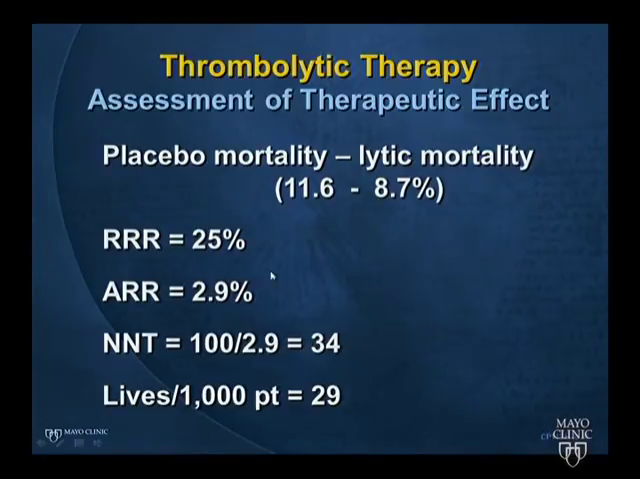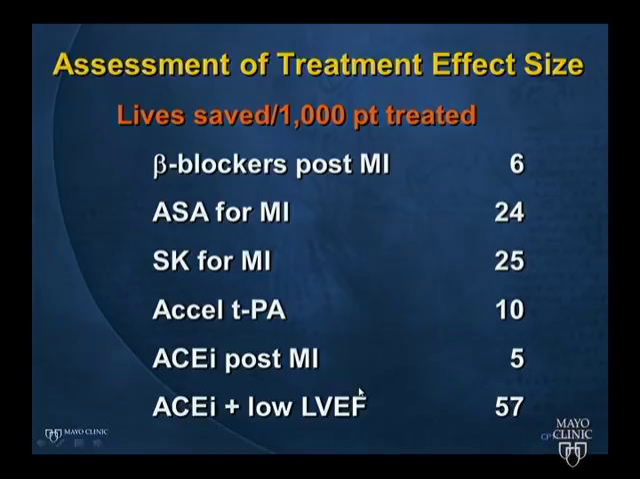Okay? It's 34. And this is simply calculated because you're saving, let's say, 3 lives per 100 patients treated. That means you have to treat about 33, 34 to save 1 life. This is the way I like to think about it, is the number of lives saved per 1,000 patients treated, which is 29. So this is the treatment benefit, the magnitude of the treatment benefit for thrombolytic therapy. About 29 or 30 lives saved per 1,000 patients treated. Just remember that number for the time being.